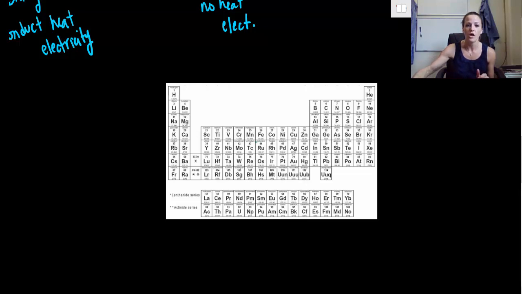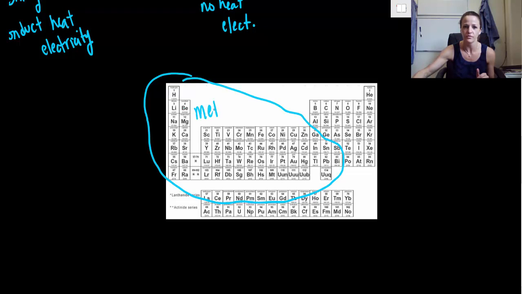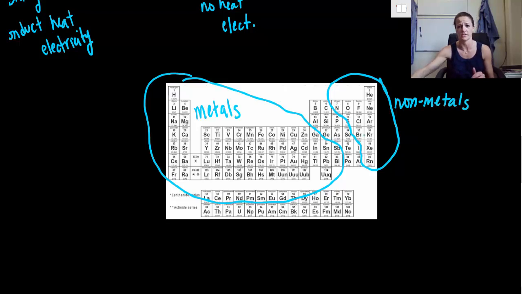But essentially, all I'm looking for right now is for you to be able to circle a section. So all the way up to about here-ish, it's not perfect, these are considered your metals. These are the ones that are shiny, they conduct heat and electricity. Then over here on this side, and again, not perfect, these are our nonmetals. These are the ones that are not shiny, they don't conduct heat, they don't conduct electricity.